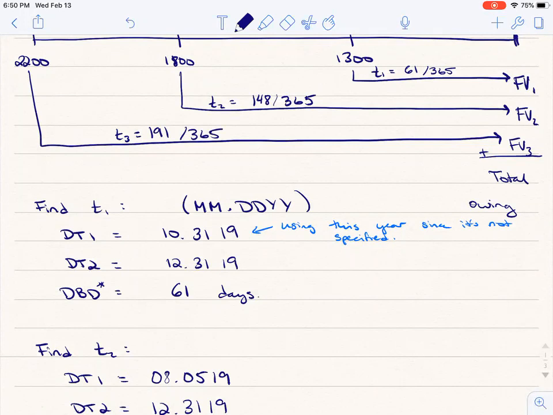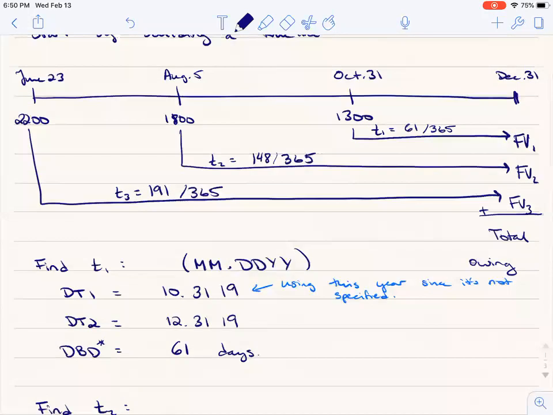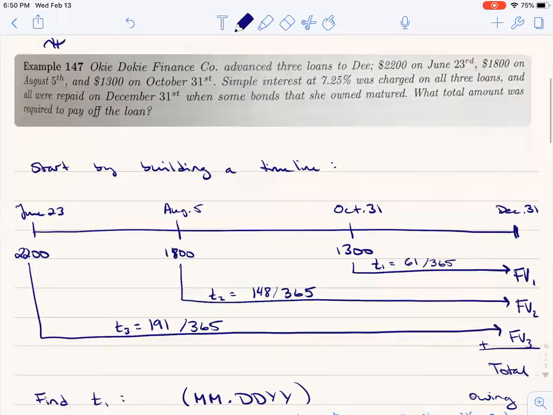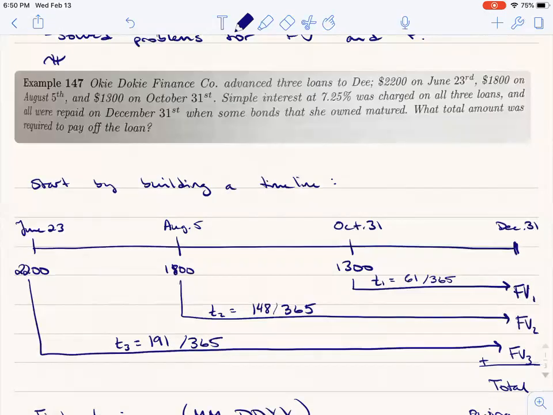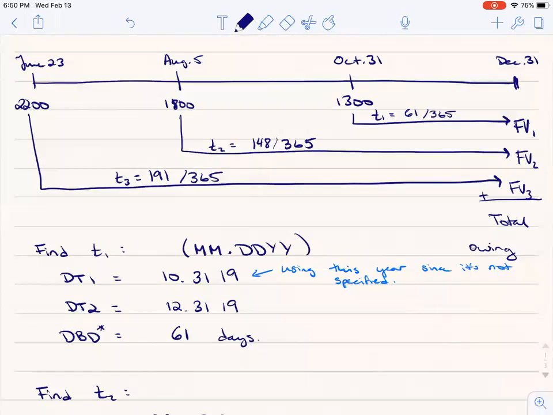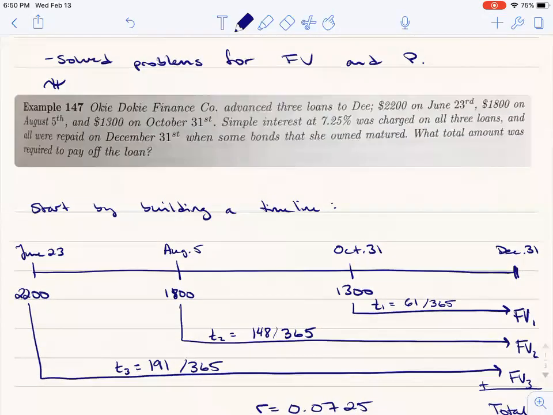Okay. And the last piece of information that we don't have on our timeline anywhere is the rate, right? So we can just jot it down. The rate is 0.0725. I think that's, yeah.